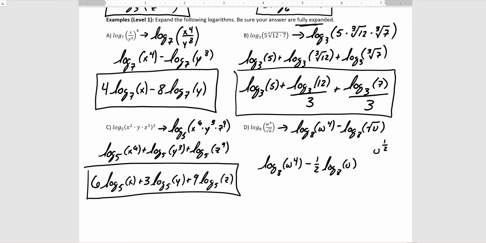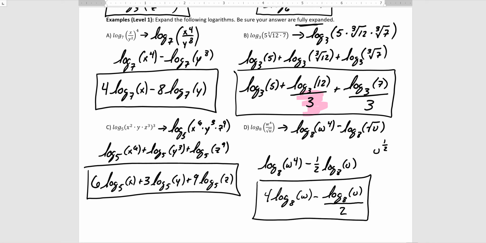Now, again, same with what we did with letter B here. Instead of leaving it as 1/3, we're going to make it this fraction. We have 1/2, so we'll put it over 2. We need to move that 4 in front as well. So our final answer here will be 4 log base 8 of w minus log base 8 of u, all over 2. It's important that we put that entire logarithm over that fraction, and that, my friends, is our final answer.